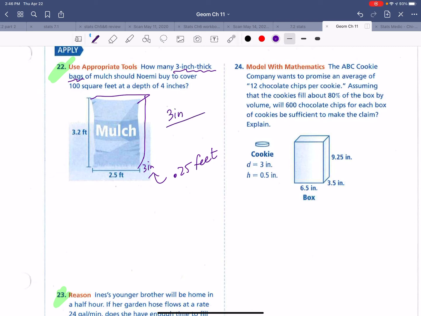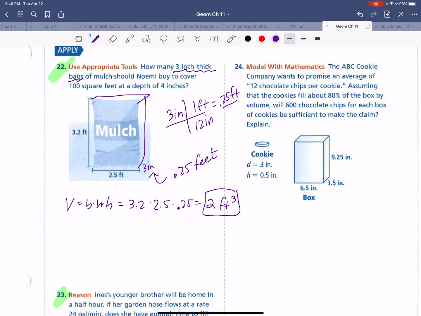3 inches is the same as 0.25 feet. Okay, so let's find the volume. So the volume is base times width times height. So 3.2 times 2.5 times 0.25 feet, and this would be in feet cubed. And we get 2. So 2 cubic feet.